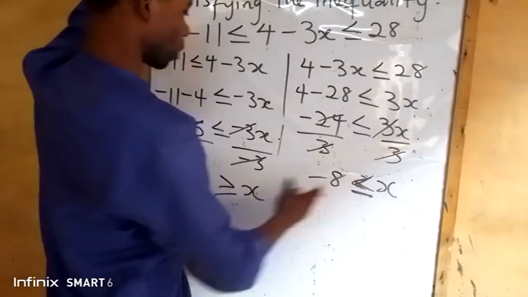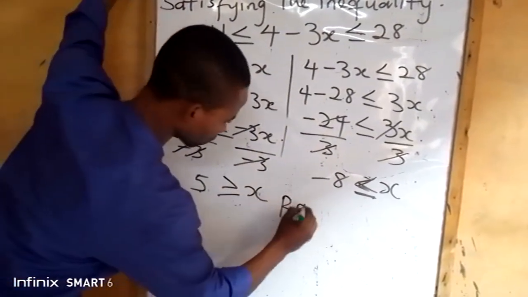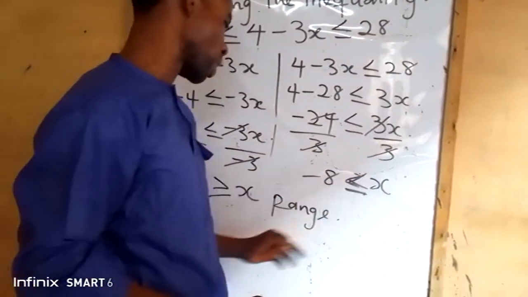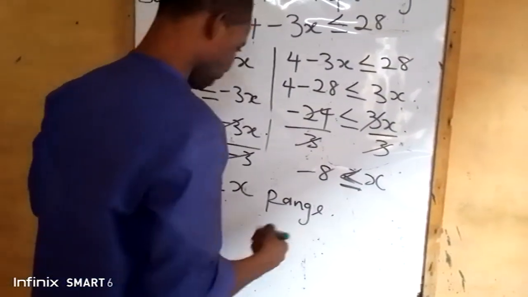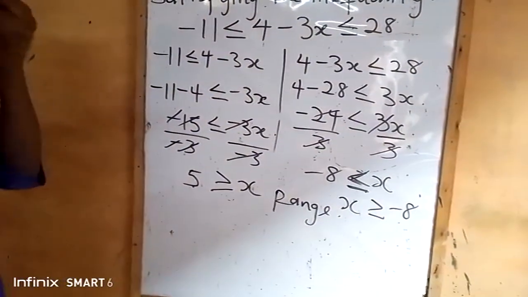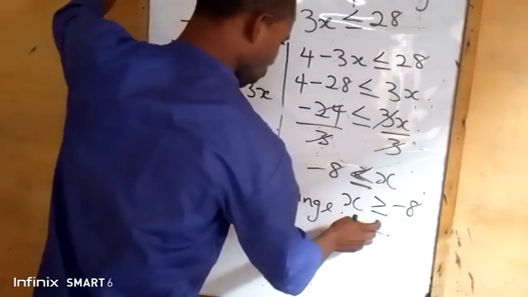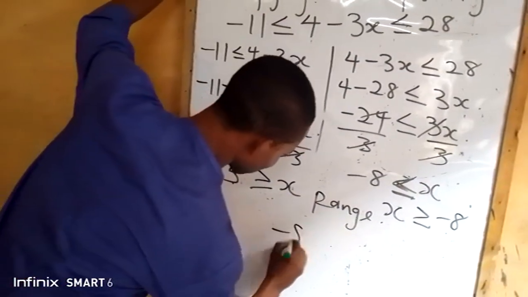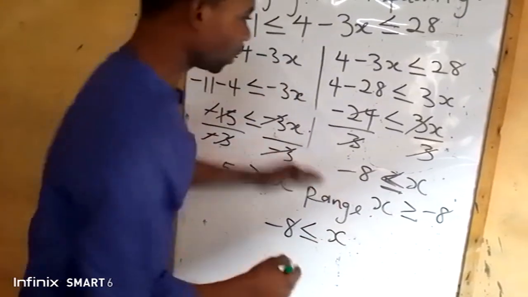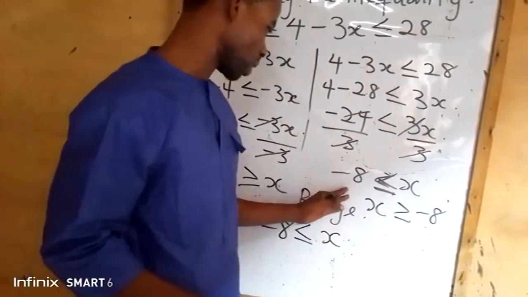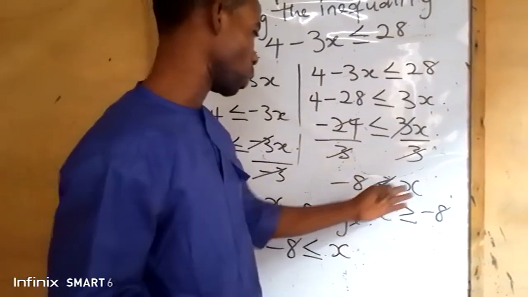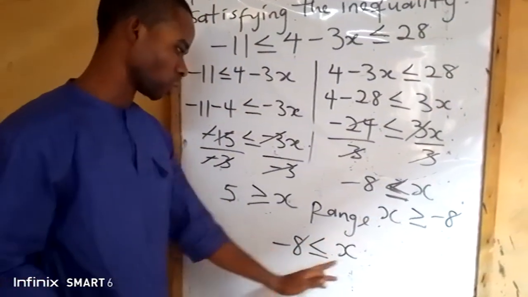Now we want to write it as a range. When they say minus 8 is less than or equal to x, it's still the same thing as x is greater than or equal to minus 8. Are you getting it now? So minus 8 is less than or equal to x.